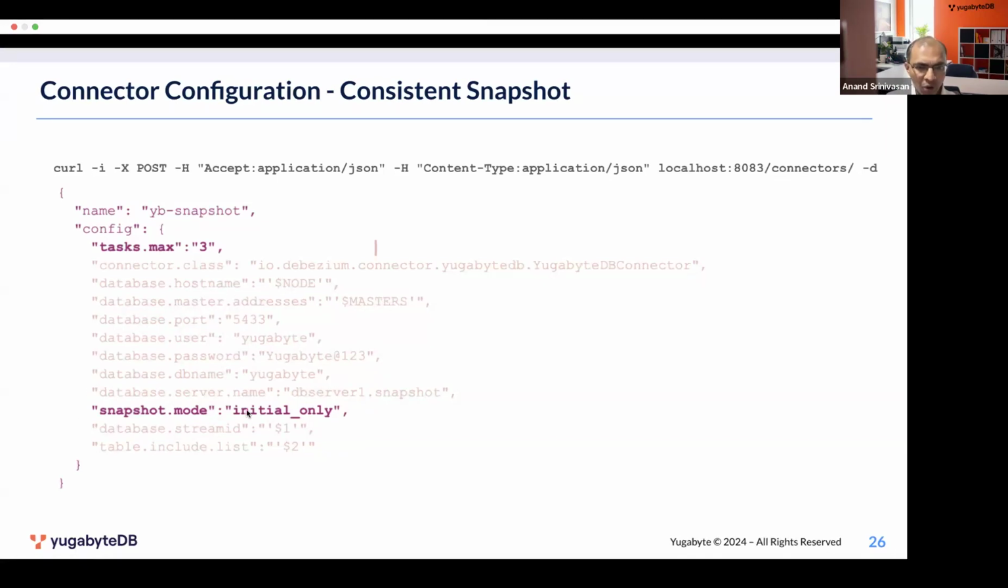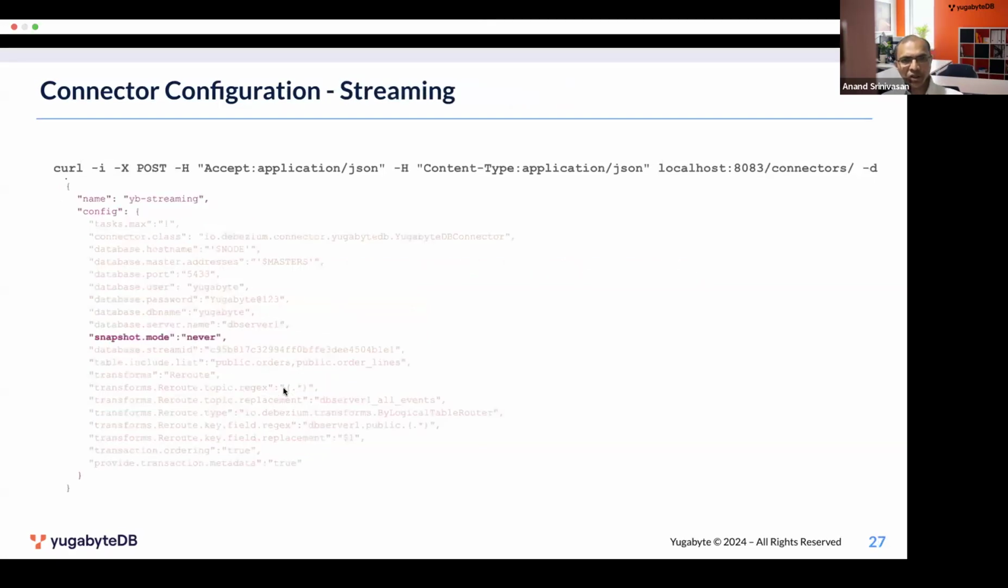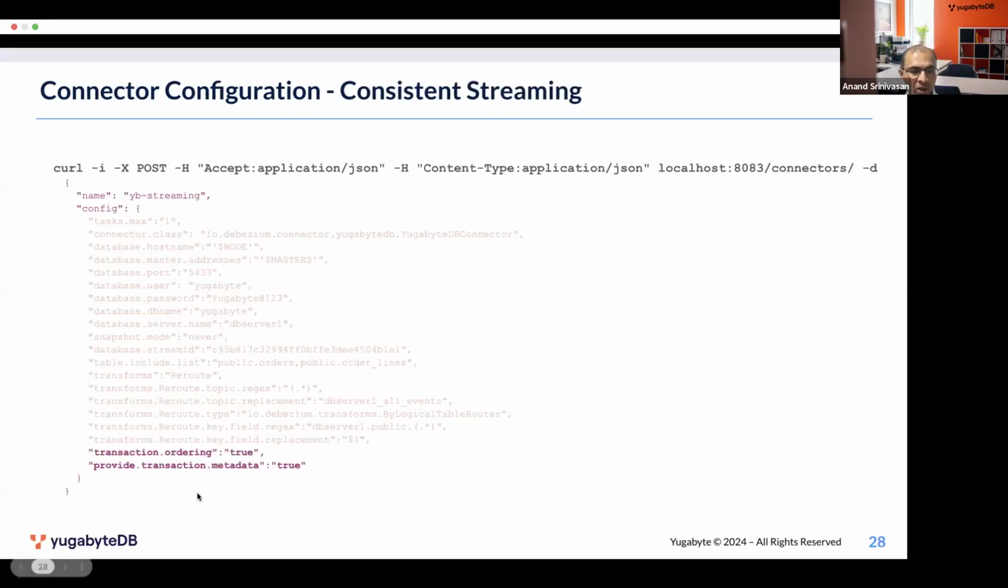The snapshot mode is to be mentioned as initial only in the snapshot connector. For the streaming connector, you mention the snapshot mode as never. And here are the two properties which are important for consistent streaming. One is the transaction ordering, and setting this to true is what makes your connector actually do that ordering work, the inter and intra ordering work. And setting provide transaction metadata to true is what tells the connector to publish the boundary markers.